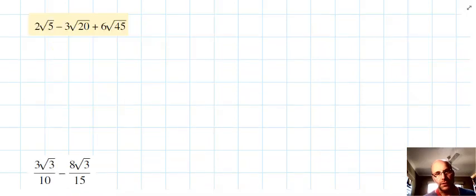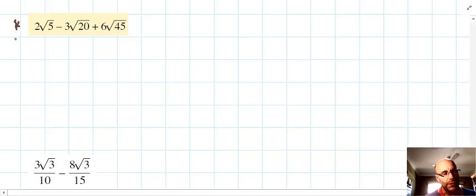This is the second example out of 3 examples. So we have to simplify 2 root 5 minus 3 root 20 plus 6 root 45. And again, we're looking for like surds. We won't always find them, but we find as many like surds as we can. We're going on a journey and a search for like surds, so we look for them wherever we can. So we need to be thinking as we're doing this.